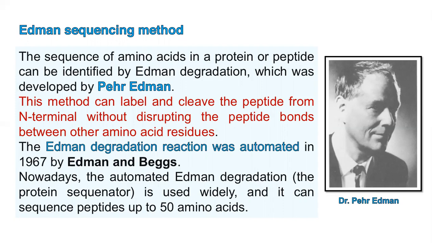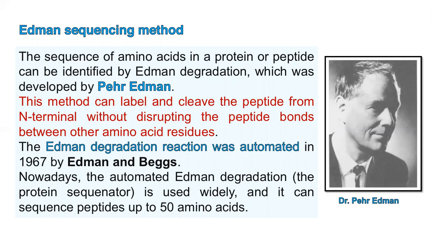So the Edman degradation reaction is nowadays automated. It got automated in 1967 by Edman and his colleague Begg. And nowadays, the automated Edman degradation, or the protein sequenator, as we call it today, is widely used. This method can be used on peptide chains of up to 40 to 50 amino acids.